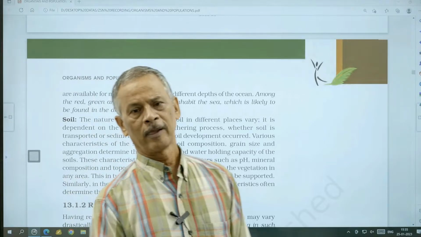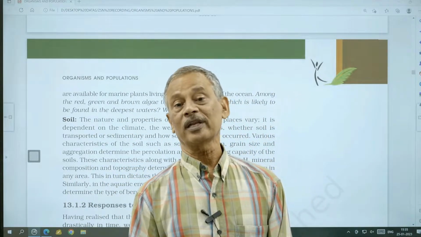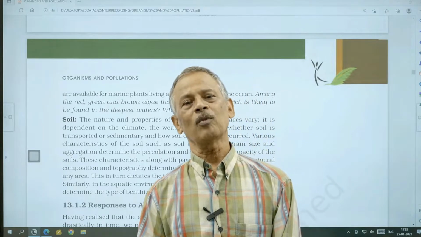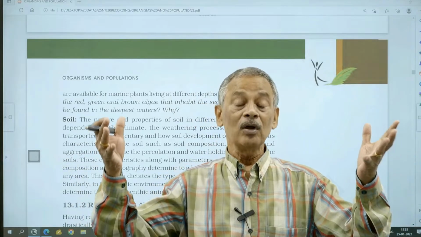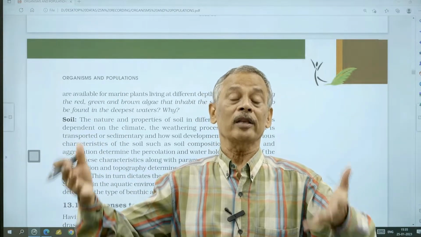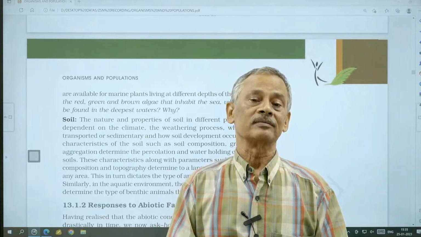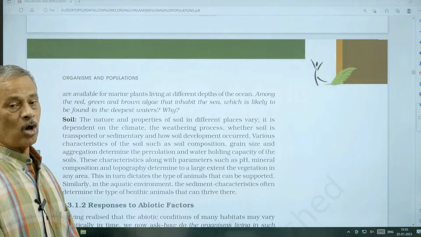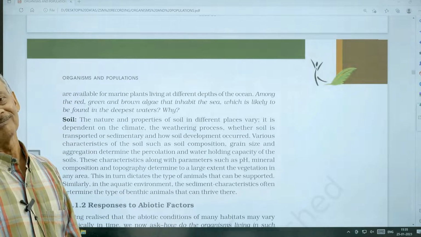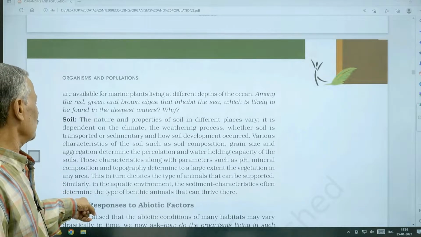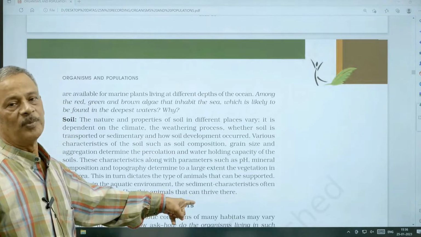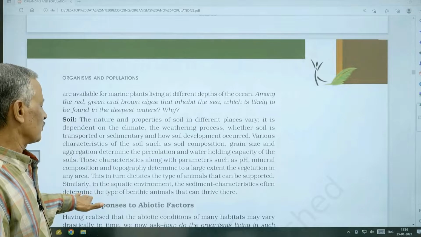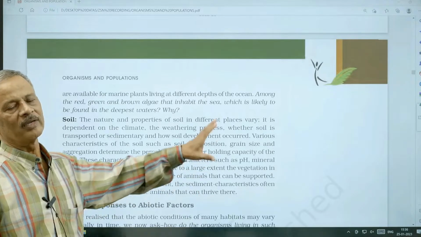See, soil is not only important in terrestrial ecosystems, it is also important in aquatic bodies. What is the type of the bottom in a lake or in a pond or in the sea? That determines the type of benthos. What are benthos? Organisms which live at the bottom are called benthic organisms. So benthic animals will be determined by the type of soil, sediment characteristics, etc. present in the aquatic environments.